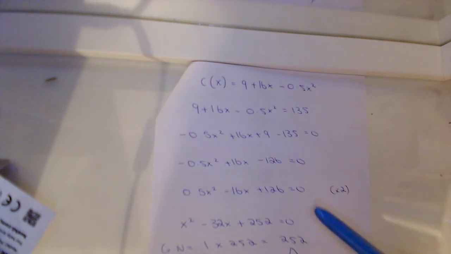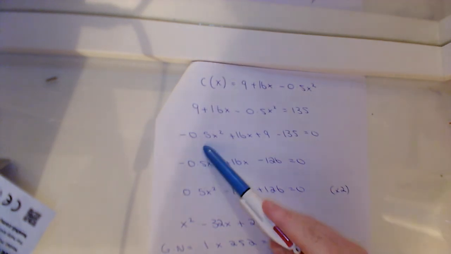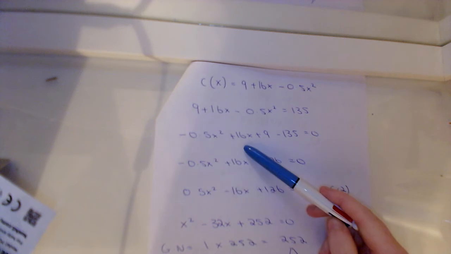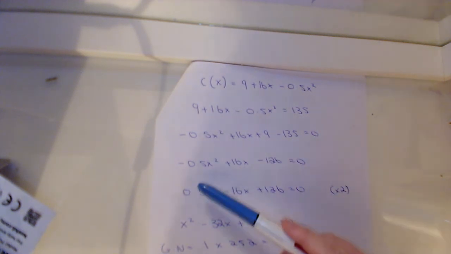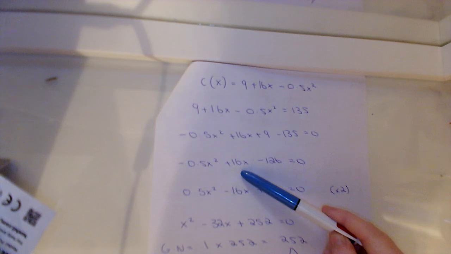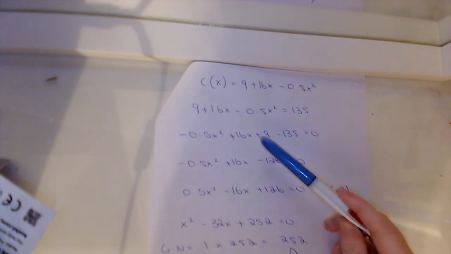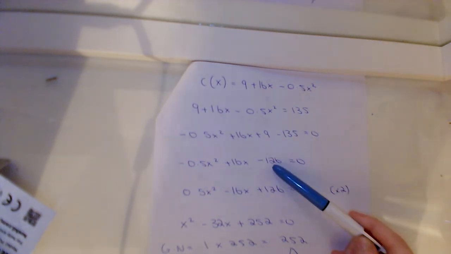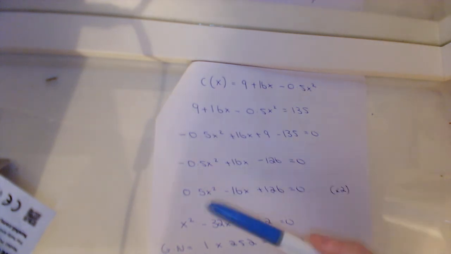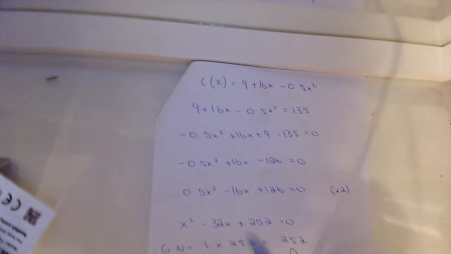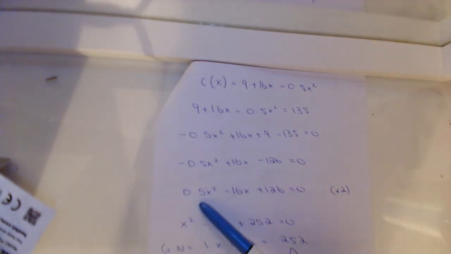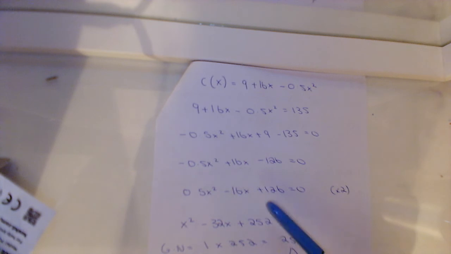That's what they cost. Okay, so then I'm going to have it the way we usually have it, my x squared, my x, my constant. So I have minus 0.5x squared plus 16x plus 9 minus 135 is equal to 0. So I have minus 0.5x squared plus 16x minus 126, because 9 take 135 is minus 126, is equal to 0. Okay, I'm going to multiply across by minus 1 because I want my x squared to be positive to deal with it. So I'll have 0.5x squared minus 16x plus 126 is equal to 0.